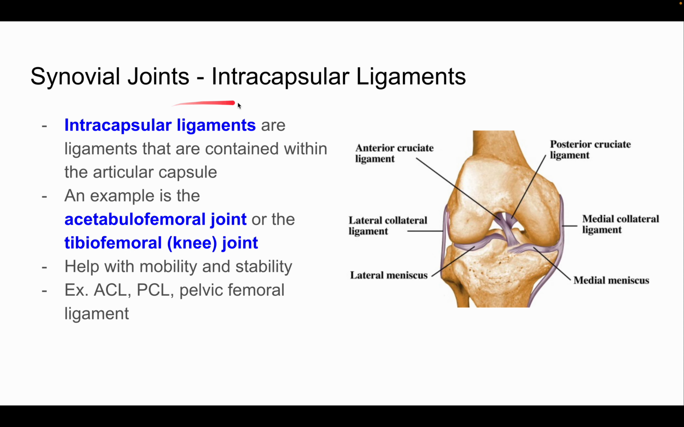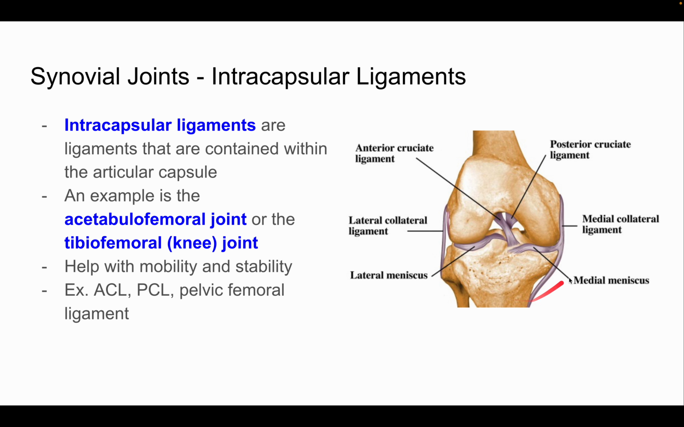Alright, so intracapsular ligaments are a component of synovial joints only, because synovial joints are the only joints to have a capsule. Intracapsular ligaments are ligaments that are contained within the articular capsule. An example is the acetabulofemoral joint or the tibiofemoral knee joint. An example is the posterior cruciate ligament and the anterior cruciate ligament.